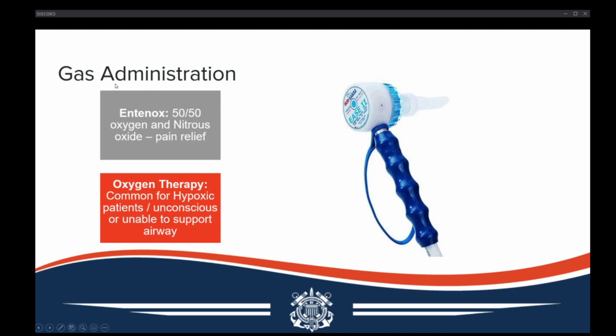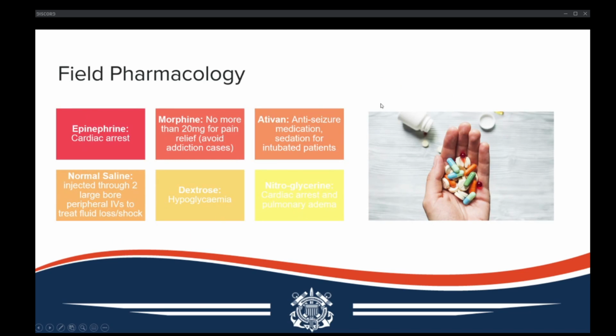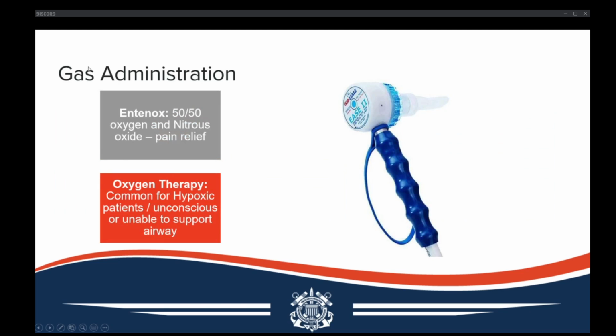So gas administration, this is quite a good one because there's not very much you have to remember here. If you don't take anything away from these medications and when to use them, these two are pretty much the most useful. Entonox, I'm sure everyone knows what this is. It's often called laughing gas. It's a 50-50 mix of oxygen and nitrous oxide. It's a good generalized pain relief for broken legs and such, kind of more minor pain relief.